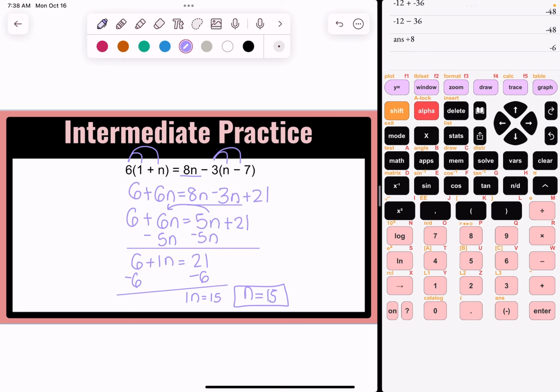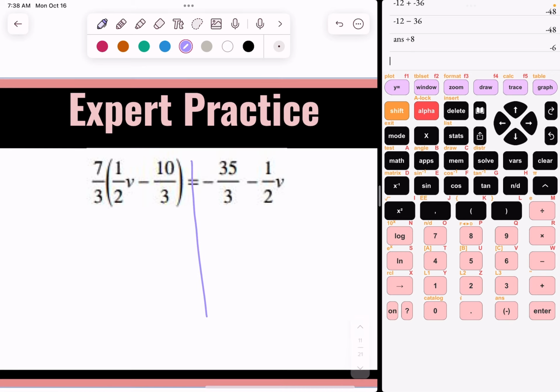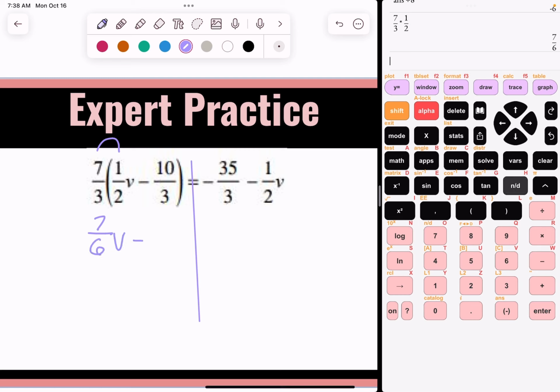All right, now let's try the expert practice. This is the hardest it could really get. I guess this is hard because we have fractions, but it's not really hard when we have a calculator. So we have 7 over 3 times 1 over 2 gives us 7 over 6v minus 7 over 3 times 10 over 3. It's negative 10 over 3, which gives us negative 70 over 9.